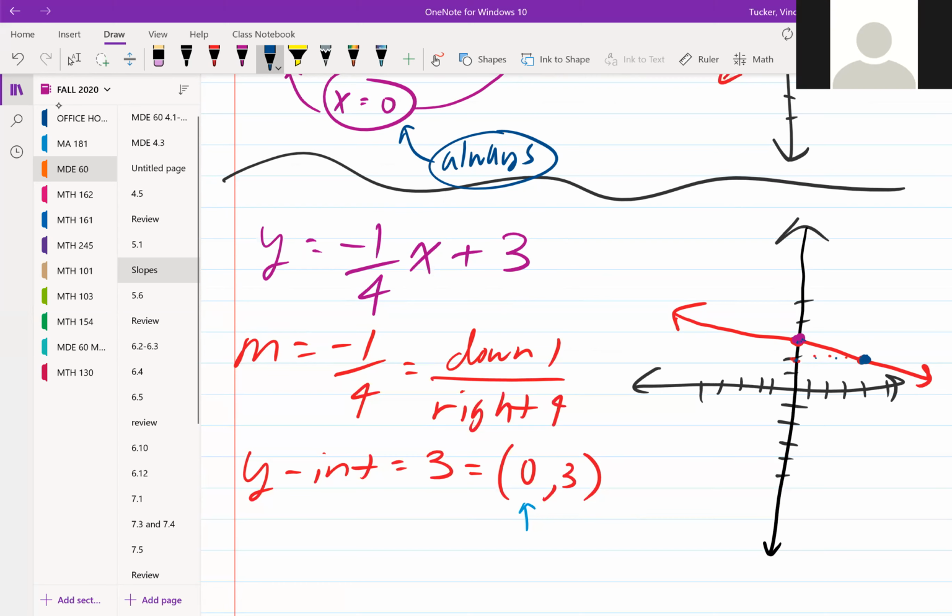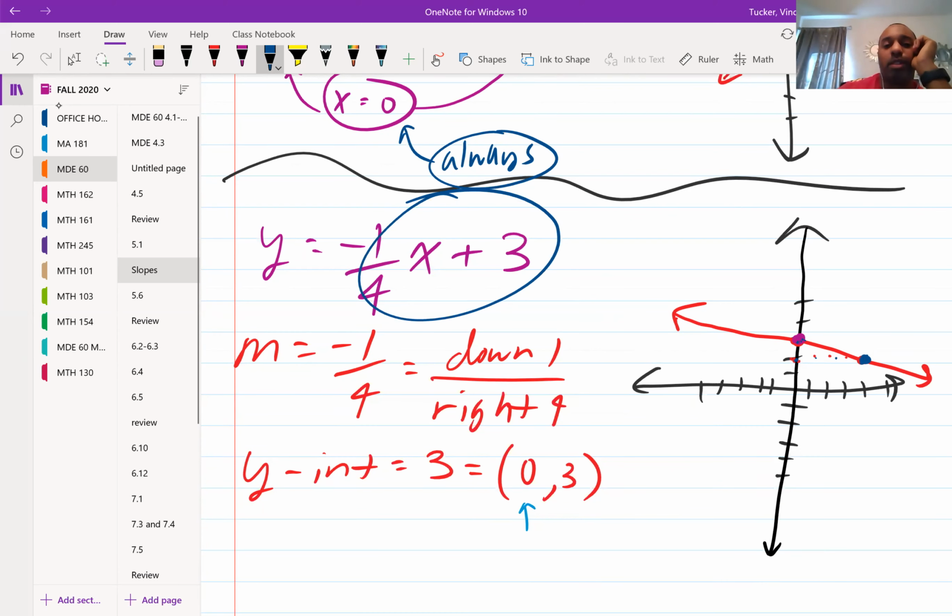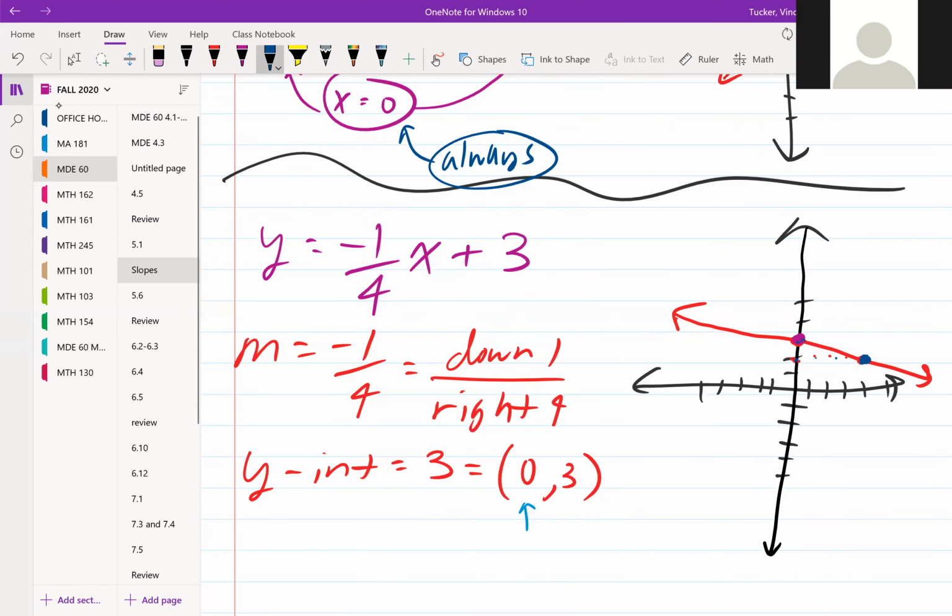Yep. Got it. Which helps us draw the line that represents this equation. And then if I wanted to, I can keep generating points by going down 1, right 4, down 1, right 4, and it'll keep giving me points on this line. Oh, okay. All right. Thank you. I was getting confused.